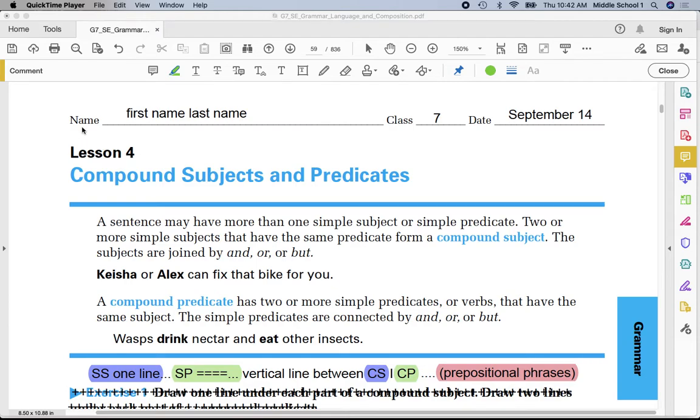If you would please go to the top of your paper, put your first name and last name on the name blank. Put the number 7 in class and today's date, September 14th. Thank you.